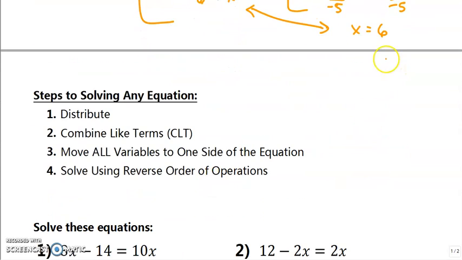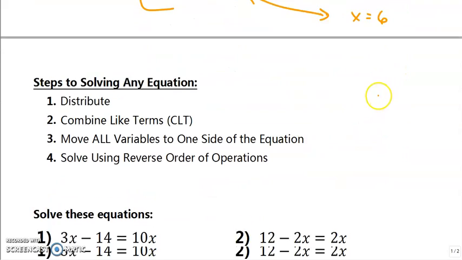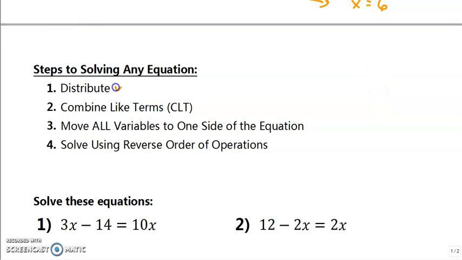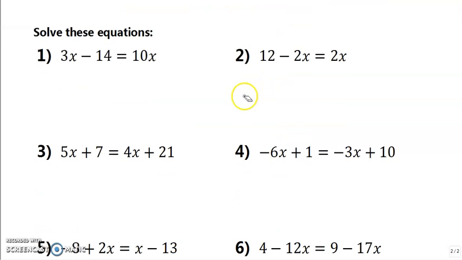Okay, I have these steps written on the board. The steps to solving any equation are to distribute, which we've done before, combine like terms, which we've done before, and then we have to move all variables to one side of the equal sign. This is our new step. Once we do this, we can solve using reverse order of operations. So let's put this to some practice. You can copy these down and try them on your own. Just copy them, pause the video, and see if you can solve them, and then you can hit play to see if you get the correct answers.